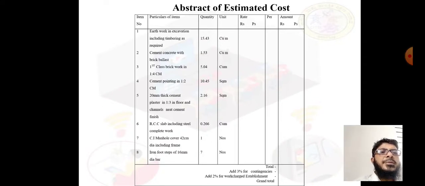So at last we have to add 3% as contingencies and 2% for work charge establishment. So we will get a total grand total amount required for this estimate. So this is what about the sample estimate of the manhole. So like that we have to estimate different types of manholes.